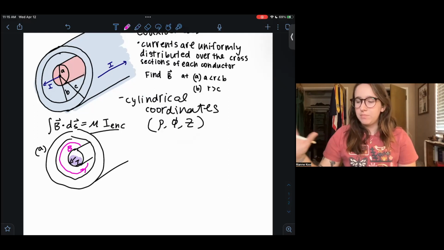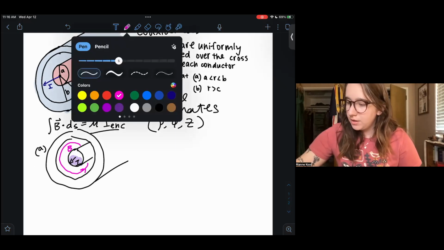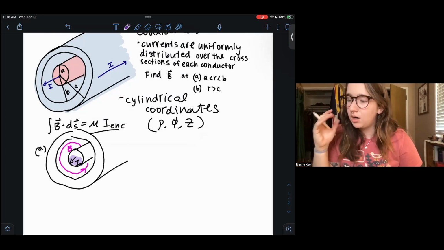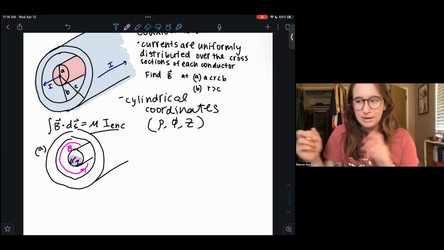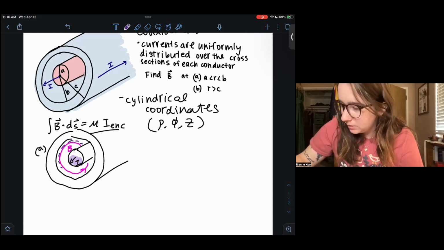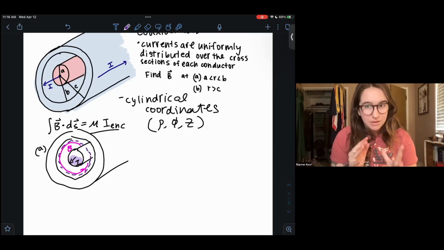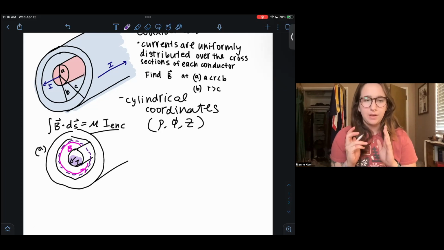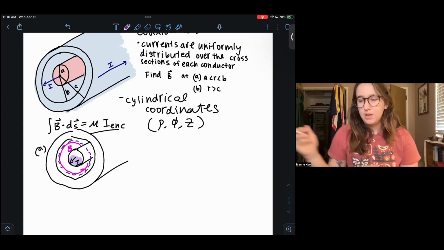We want to make an Amperian loop that mimics our B field. Since we're looking at R greater than A but less than B, which is right in between where I drew my magnetic field, I'm going to draw an Amperian loop that mimics our B field. It looks a little bit messy now, but the purple is our Amperian loop, and the pink B is our magnetic field. So obviously I'm doing something right. They mimic each other, right?